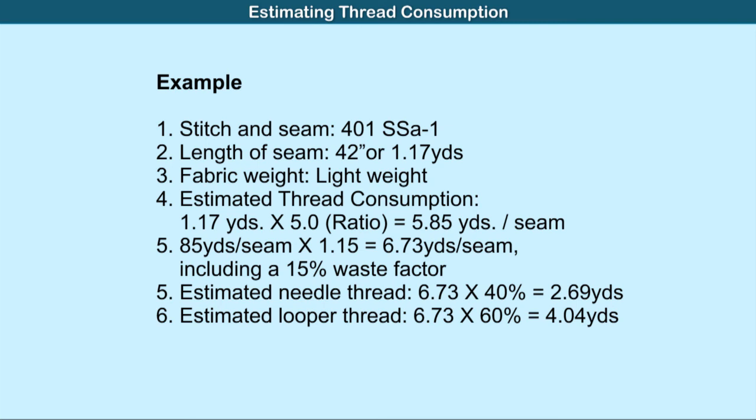Lightweight is generally like shirts and blouses. Medium weight is generally like slacks and chinos, and heavy weights are generally like denim applications.